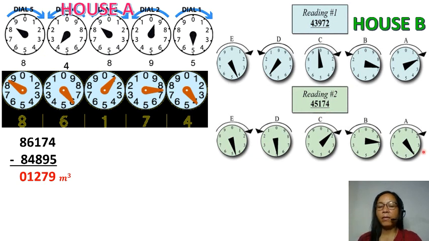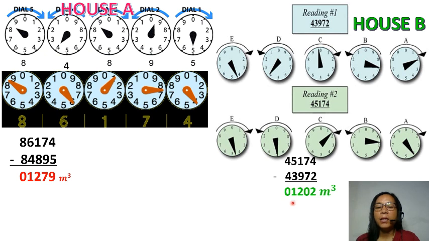Now let's solve. Applying the rule, present minus previous. So present 4, 5, 1, 7, 4 minus previous 4, 3, 9, 7, 2. The answer is 0, 1, 2, 0, 2 cubic meter. Okay, so 1,202 cubic meter ang konsumo ng house B sa kanilang tubig.